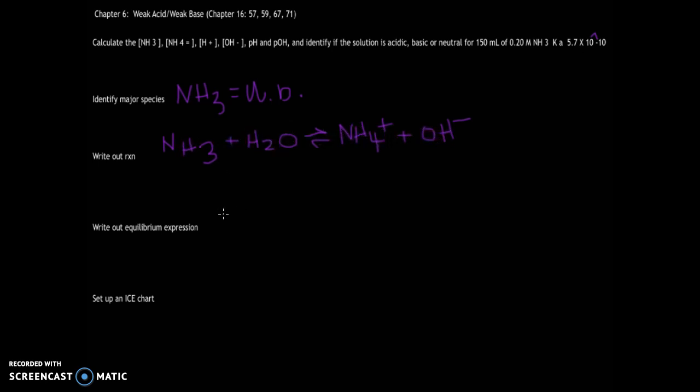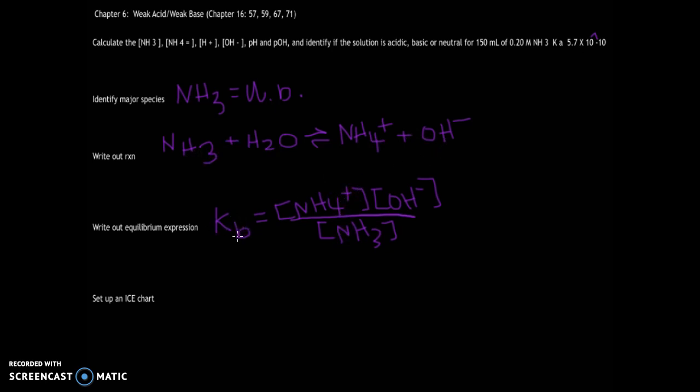Okay, so we write out an equilibrium expression. Well, Kb equals products. So NH4 plus and OH minus divided by reactants, which is NH3. Why don't I include water in there? Well, because it's a liquid, okay? You never have liquids in here. You either have aqueous or gases, okay? So products over reactants. And everything is 1 to 1 to 1, okay?